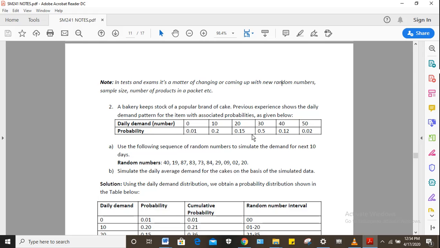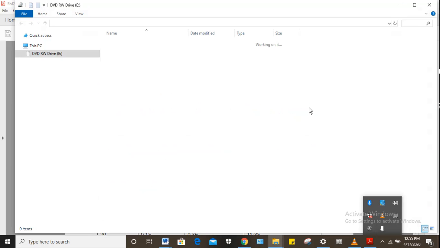So the daily demand is 0, 10, 20, 30, 40, 50. So the probability for us to have a daily demand of 0 is 0.01, which in percentage terms is 1%. Then demand for having 10 units demanded is 0.2 or 20%, and so forth. These are the random numbers. So in other words, we generate 10 random numbers representing 10 days. Then we have these 10 numbers. Then we simulate the daily demand for the cakes on the basis of this.